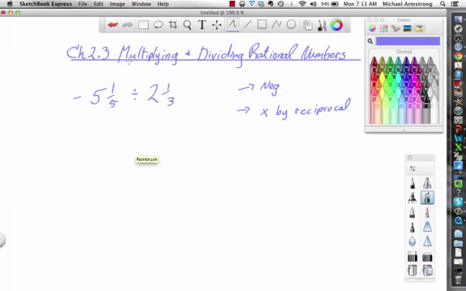Okay, chapter 2.3, multiplying and dividing rational numbers. This is just like multiplying and dividing other numbers, but because they're rational, it means that we're in between the numbers, which gives us fractions and or decimals. But the rules are the same. When we divide a negative number and a positive number, our quotient is negative. Just like when we multiply two negatives, the quotient is negative.